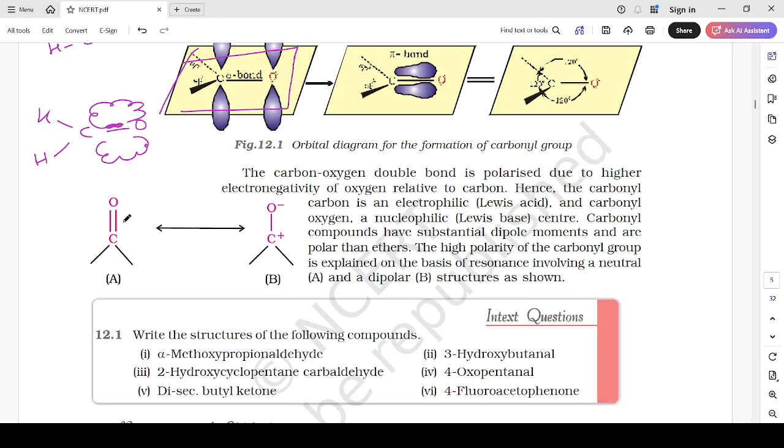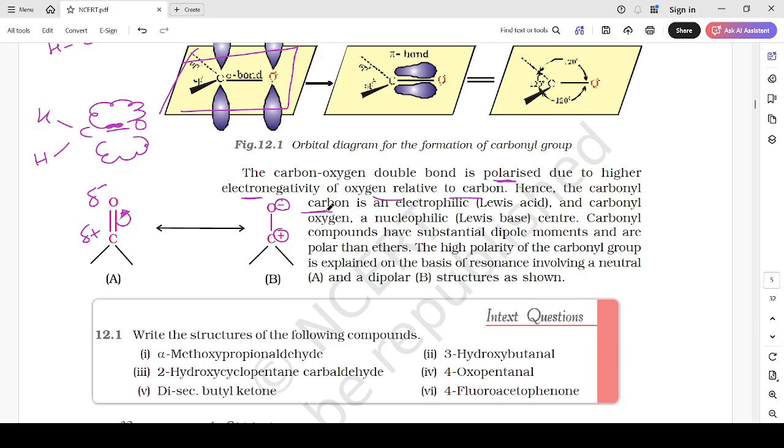The carbon oxygen double bond: if I push the electron like this, you can see the carbon carries positive and oxygen gets negative, because of the electronegativity difference they have. The carbon oxygen double bond is polarized. No one is polarizing it. It is already a polarized molecule only due to the higher electronegativity of oxygen relative to carbon.